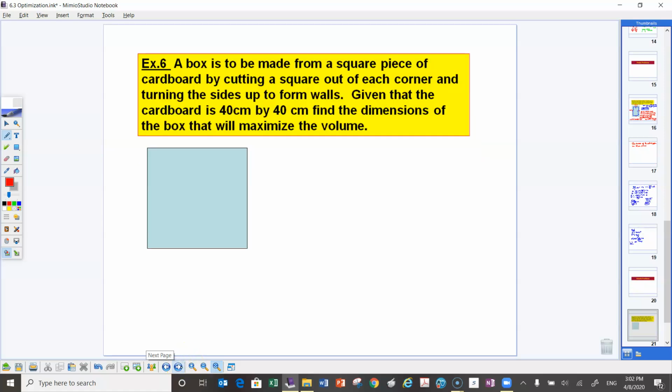So we have a box is to be made from a square piece of cardboard by cutting squares out of each corner and turning the sides up to form walls. Given the cardboard is 40 by 40, find the dimensions of the box that will maximize the volume. All right, what's going on here? Well, we're going to cut a square out of each corner of this box, and each of these are going to have a length x.